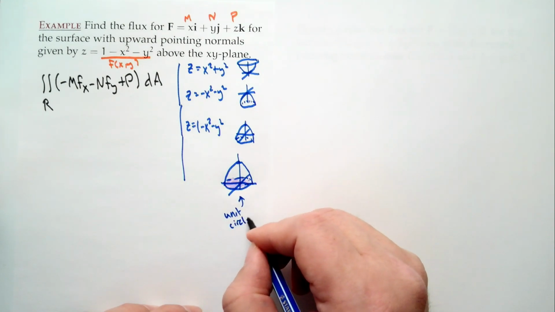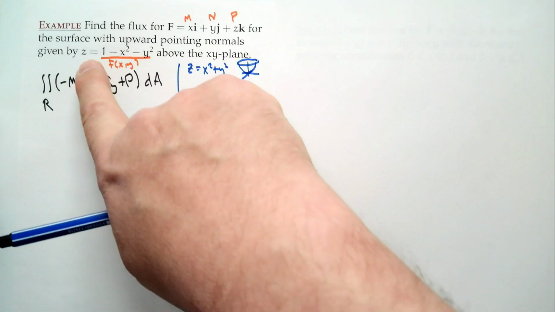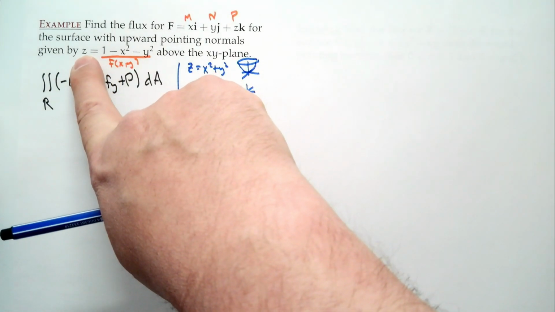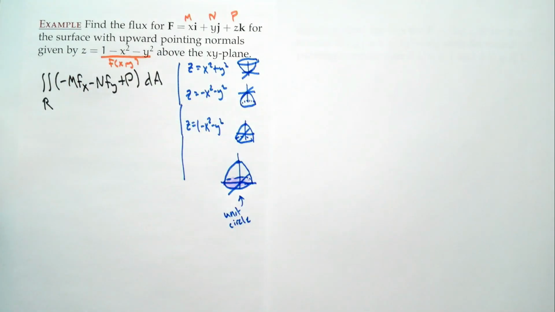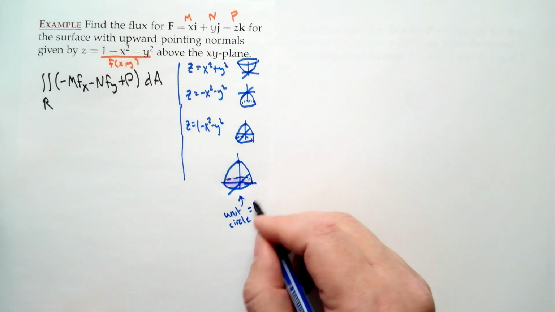Now, how do we know that? Well, to figure out where it hits the xy plane, set z equal to 0. If you set z equals 0, you get 0 equals 1 minus x squared minus y squared, or x squared plus y squared equals 1. So our region is the unit circle. So that's our region R.